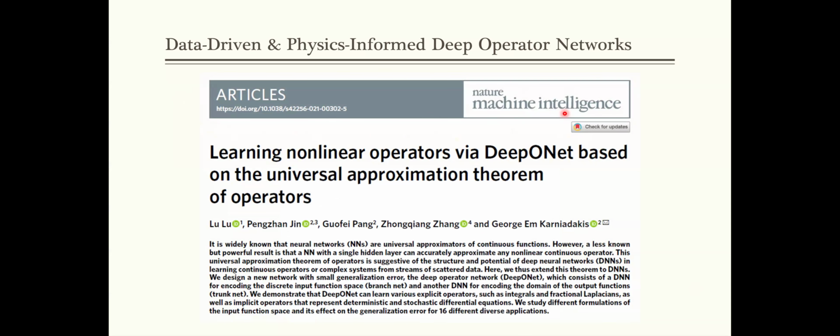As the first model that made operator learning truly practical, the DeepONet architecture was introduced by Professor Lu Lu and his collaborators in 2019. This paper, published in Nature Machine Intelligence, established the foundation for modern data-driven operator learning.